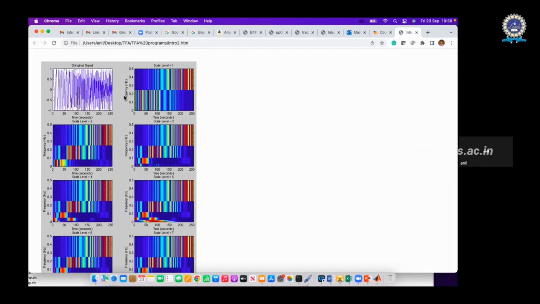The beauty of the short-term Fourier transform is that it works very well if the signal is quasi-stationary. That means within the window, if the signal is stationary, that is perfect. That's why in speech they take a very small window of 20 milliseconds, apply the short-term Fourier transform, and create a spectrogram, and that is very useful.